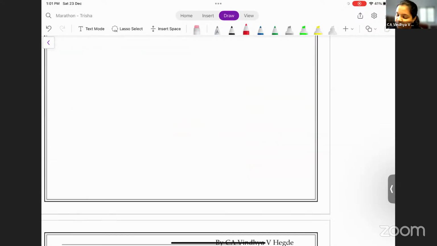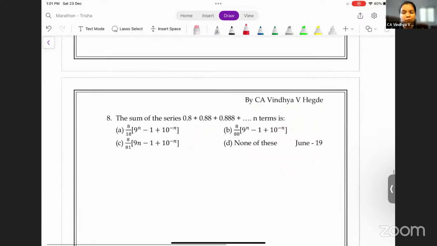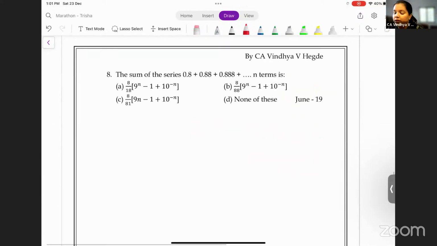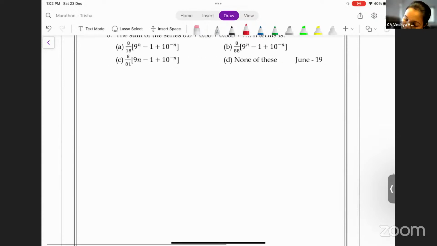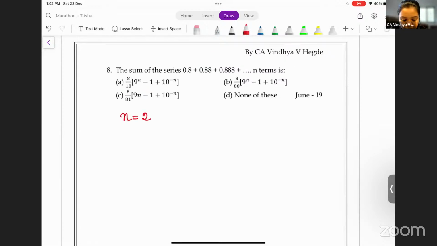All right. We have 3 more questions. One will be homework. So 2 more, we'll quickly finish it. Sum of the series up to n terms. So what you need to do here is, you simply have to assume the value of n as 2. If you assume the value of n as 2, okay, you should get S2 as 0.8 plus 0.88. What is the total? 0.8 plus 0.88 is 1.68.